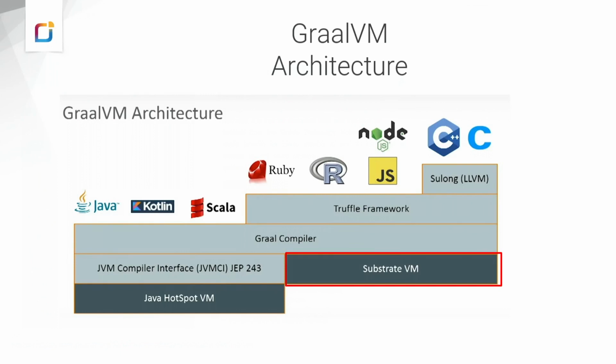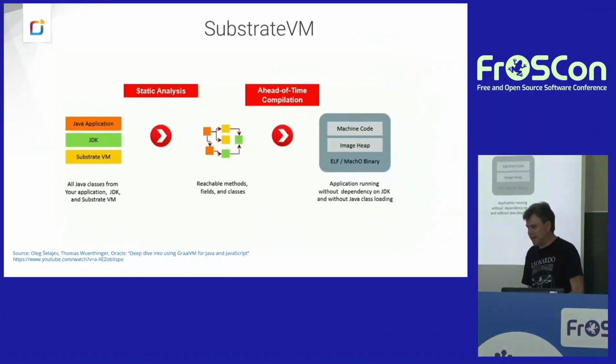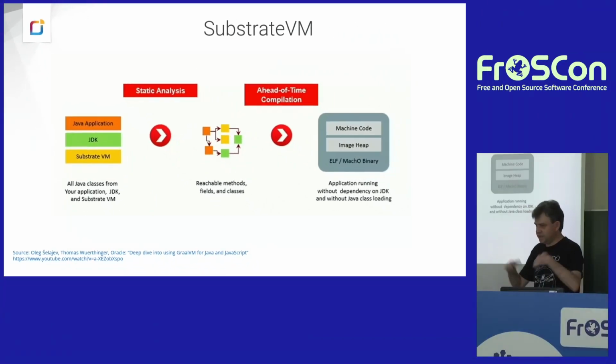And this Substrate VM gives you the possibility to use ahead-of-time compilation, which in turn is the mode where you have this closed world assumption. So in the compilation phase, everything that is reachable should be investigated. So all methods, fields and classes, and then everything will be compiled into the native image. So native image is native for Linux, native for Windows, or native for Mac.